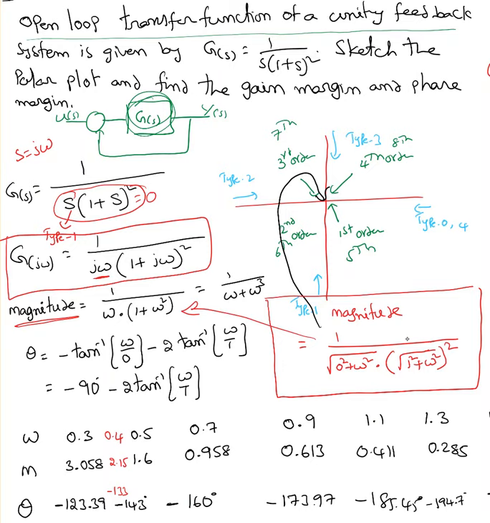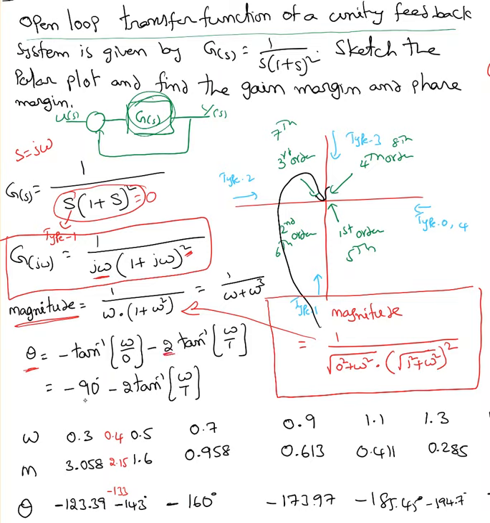If you have something in the numerator, we will do the same thing: square root of real part squared plus imaginary part squared gives you the magnitude. And the phase angle is theta equal to minus tan inverse of imaginary over real. If it is in the denominator, we take the minus. If it is in the numerator, we take the plus, similar to the Bode plot. These two terms are in the denominator, so I'll take minus tan inverse of omega over 0, because there is no real part, minus 2 times tan inverse of omega over 1, because this is squared.